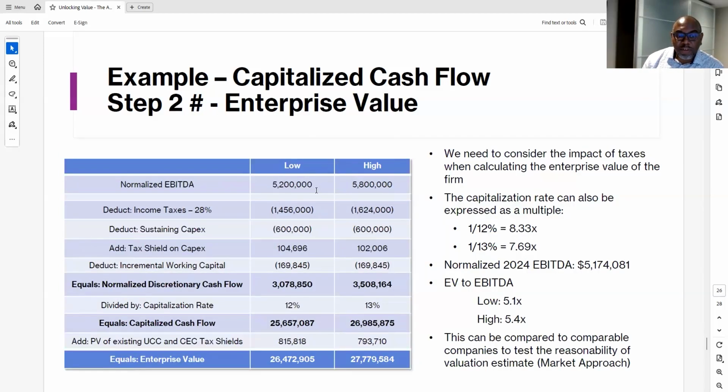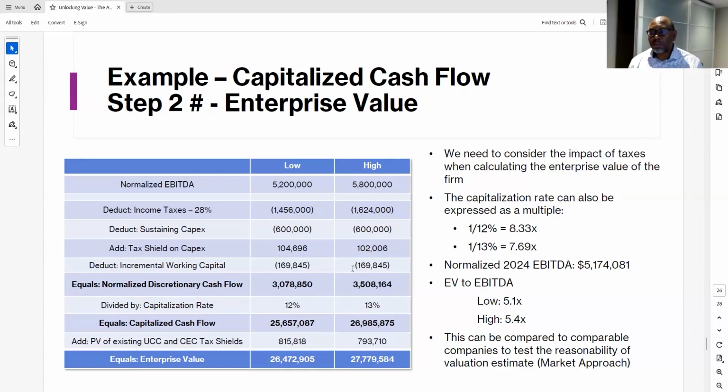Our next step is determining the enterprise value. From our last slide, we've got the low and high normalized EBITDA. We're doing this on an after-tax basis, so we're deducting income taxes, and in this scenario, the tax rate is 28%. We're deducting sustaining CapEx. Obviously, if this business is going to continue, there'll be normal CapEx, investments and spend that will need to be made to maintain operations and continue to drive earnings growth. CapEx is a tax shield, so it will reduce the amount of taxes that you have to pay. So we're factoring that in.